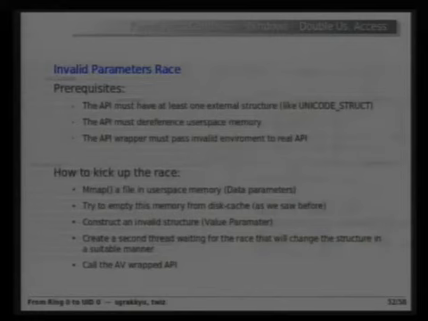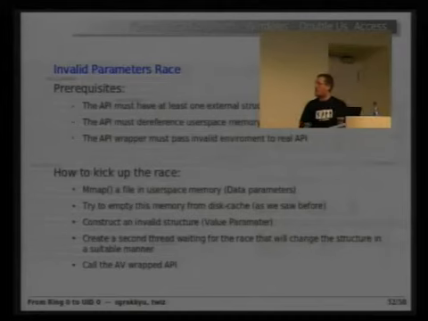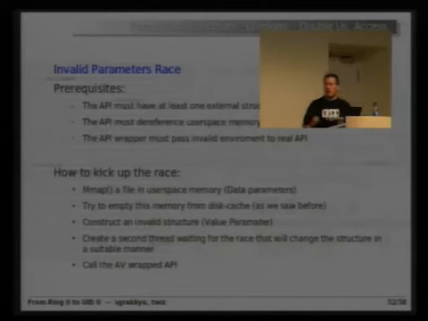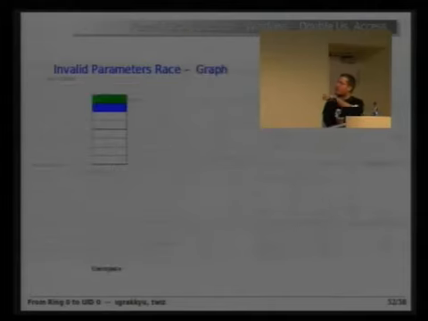What you can do is map a file to user space memory, try to empty this memory from the cache, construct an invalid structure, and create a second thread waiting for the race. When the race kicks in, it will change the structure in a suitable manner. Then we can see a graph to know better how it works.